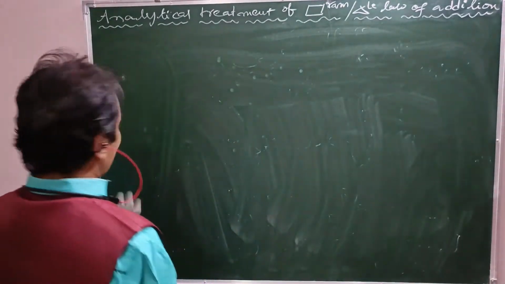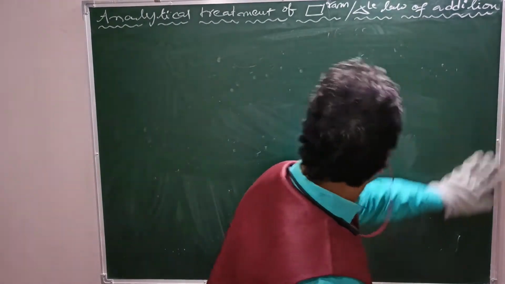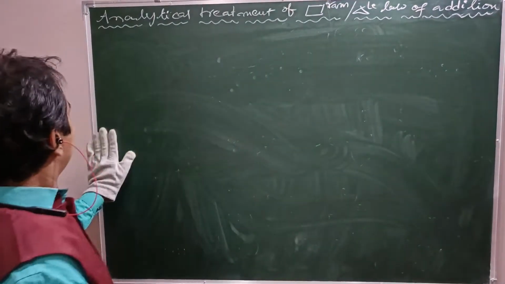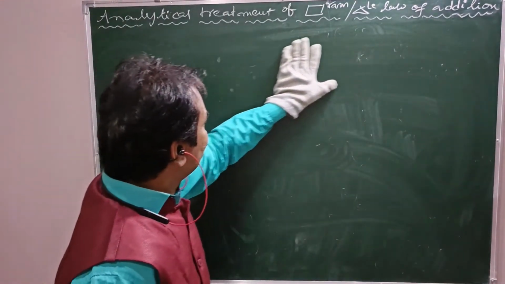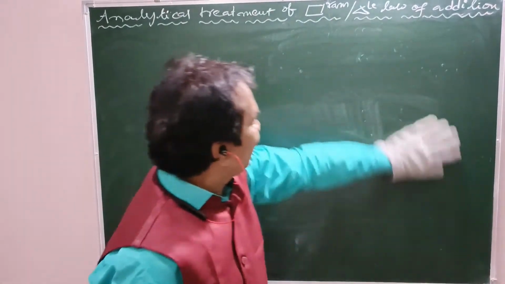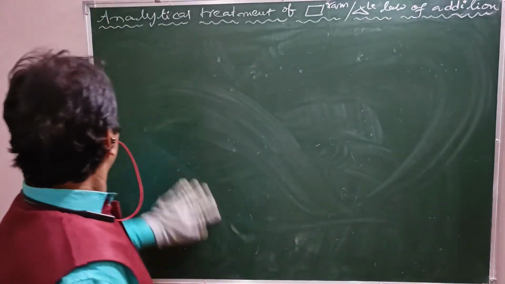Analytical treatment of parallelogram, otherwise triangle. Both are one and the same. Why? Because the resultant is the same, both in magnitude and direction, by the construction of either parallelogram, otherwise triangle, in case of addition of vectors.